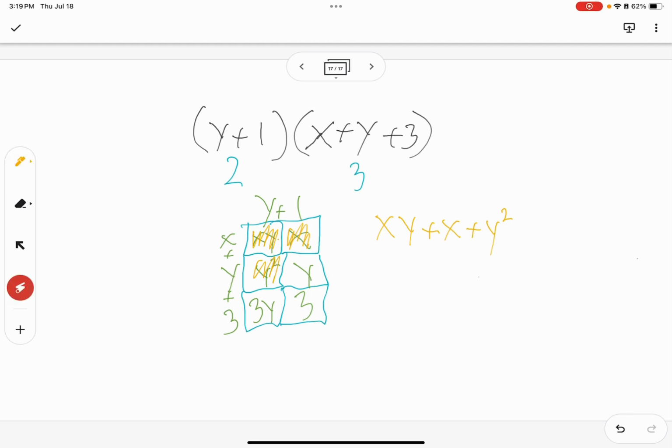Now we have a y. Any other y's? Yep, we've got 3y. That's like terms because this is a y and this is a y. So we can add it. 3y plus y equals positive 4y. Because it's positive, we're going to do a plus 4y. And then we're left with a positive 3. So that's going to be a plus 3. Okay, so we've combined like terms. Here's our answer. Choose however you prefer to do it.